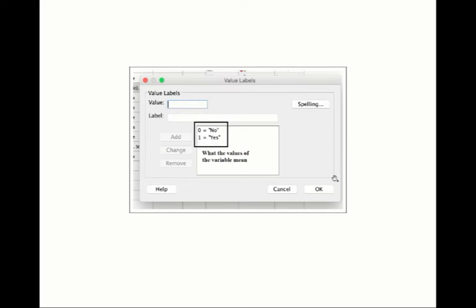Note that if the variable is measured in continuous units such as dollars or percentages, the value cell will be empty. You can go back to the Data View tab to see what values the variable takes.